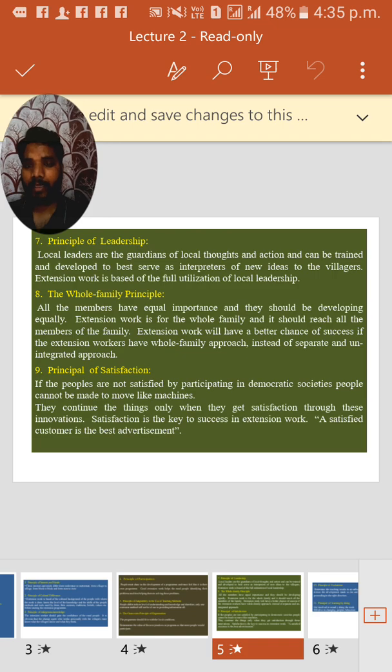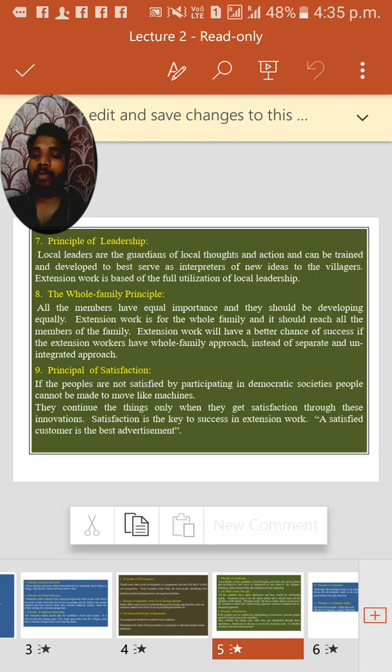Principle of leadership. Leadership means the person who influences others. Local leaders are guardians of local thoughts and action and can be trained and developed to best serve as interpreters of new ideas to the villages. Extension work is based on the full utilization of local leadership. When you conduct any demonstration or meeting, you first contact the head of the village. As per their recommendation, people will gather in the program.